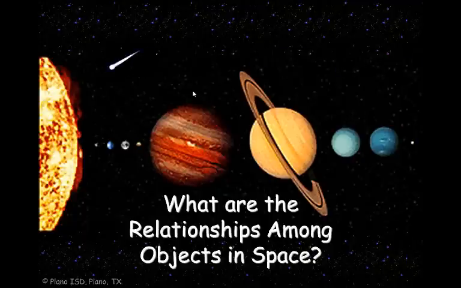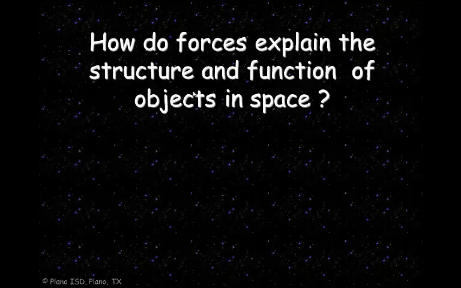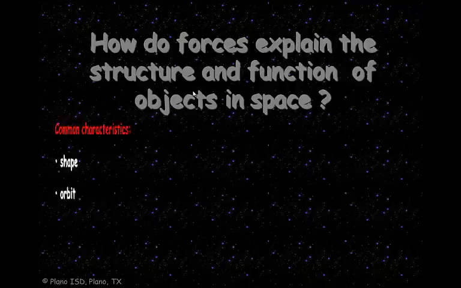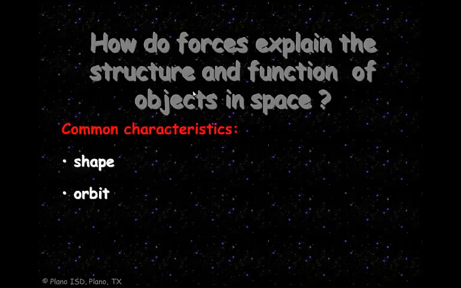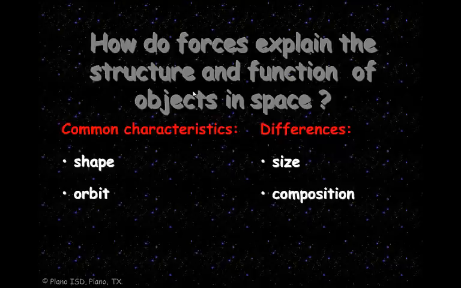What are the relationships among the objects in space? How do forces explain the structure and function of objects in space? Their common characteristics are shape and orbit. Their differences are size and composition.